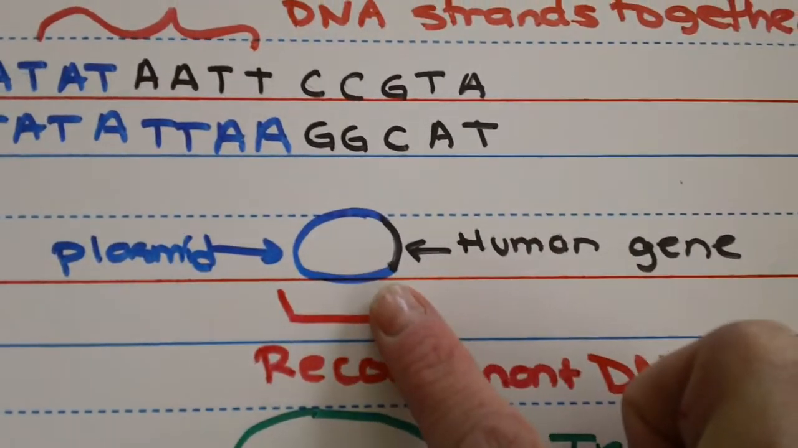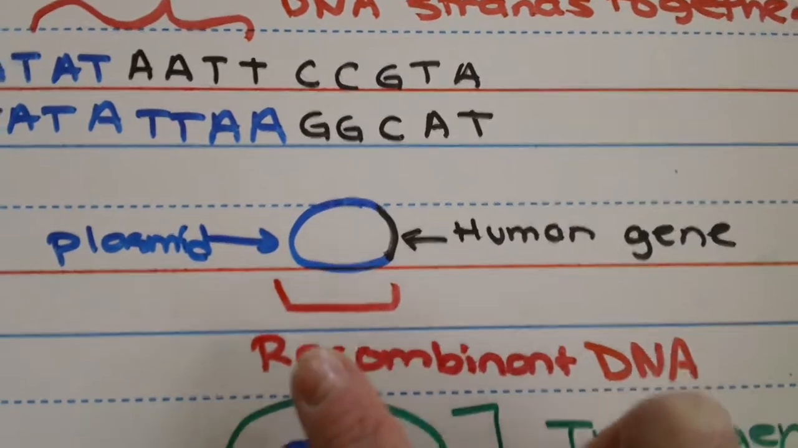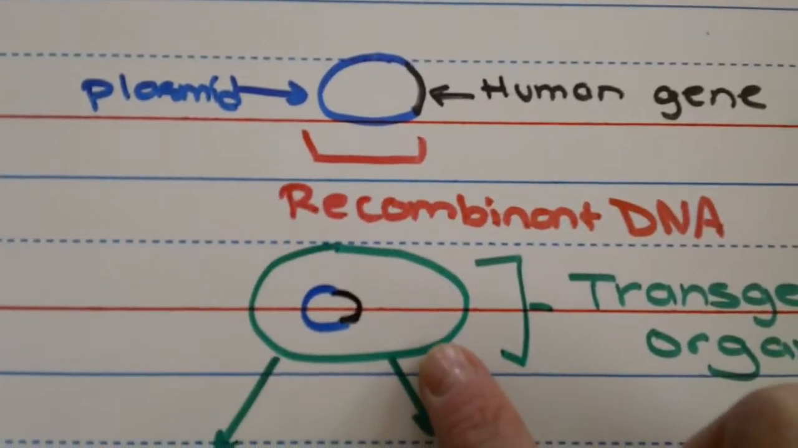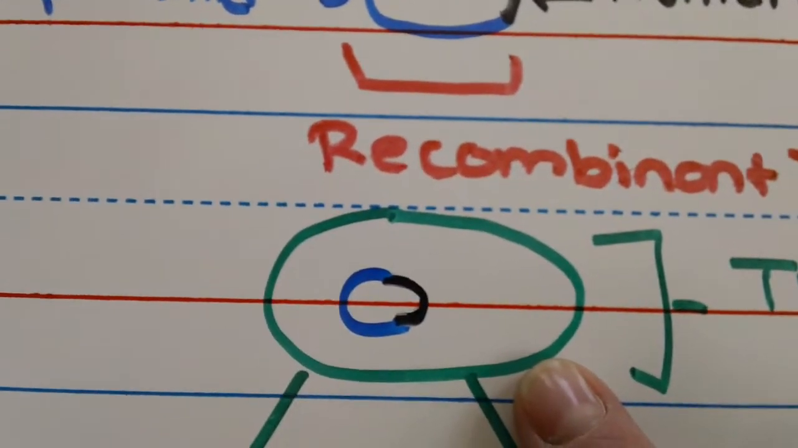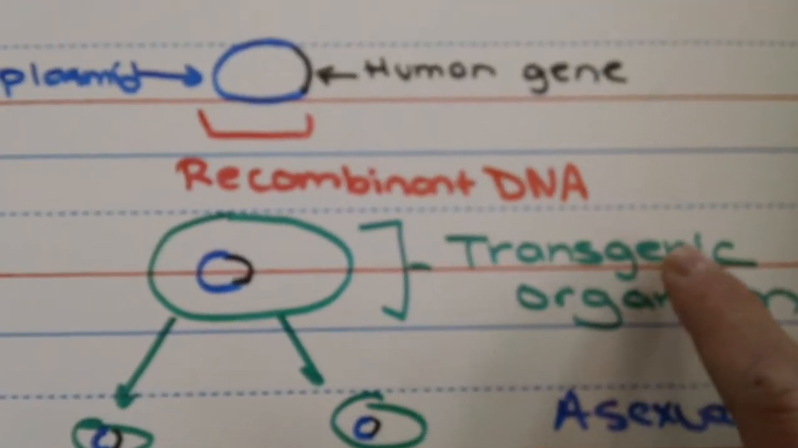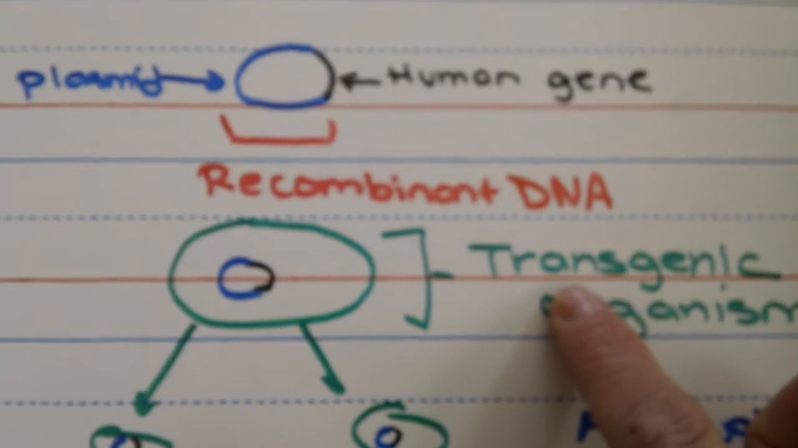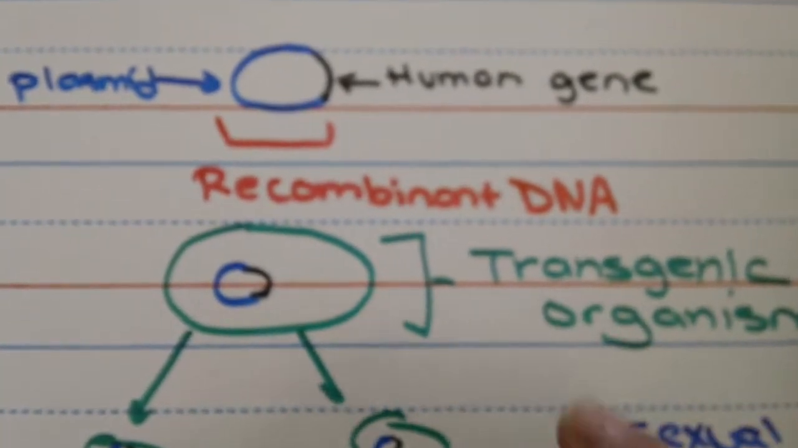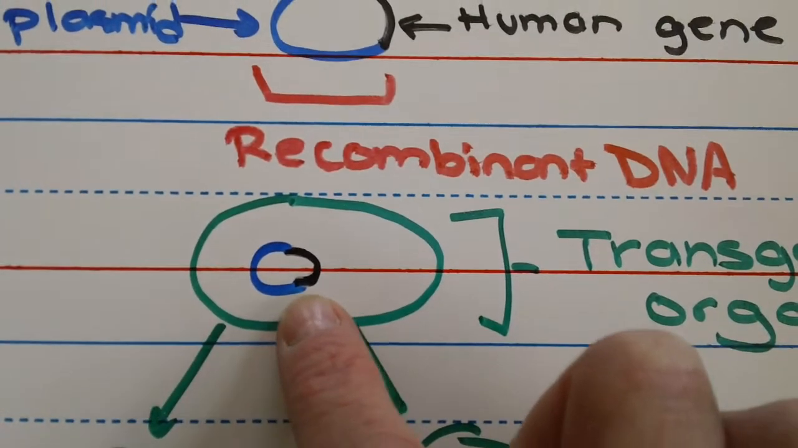So here I take this recombinant DNA and I insert it into an empty cell, and now I have a transgenic organism. Transgenic because it's genetic information from multiple organisms or two different organisms. And here I have the recombinant DNA.